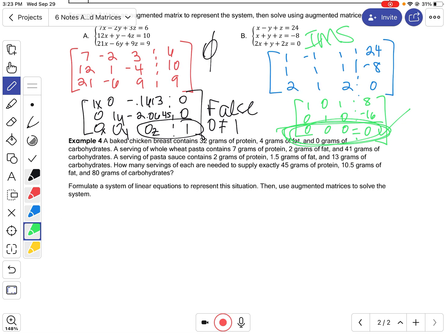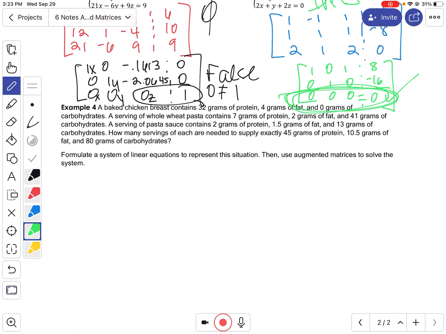Okay, last one. So we have a word problem. I want you to read it and come up with your equation, so go ahead and pause it and see if you can come up with your own equations. And you can come back.